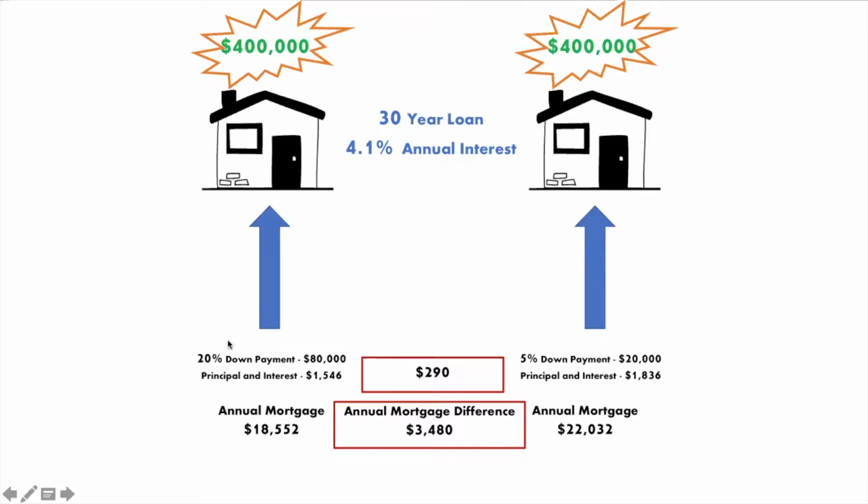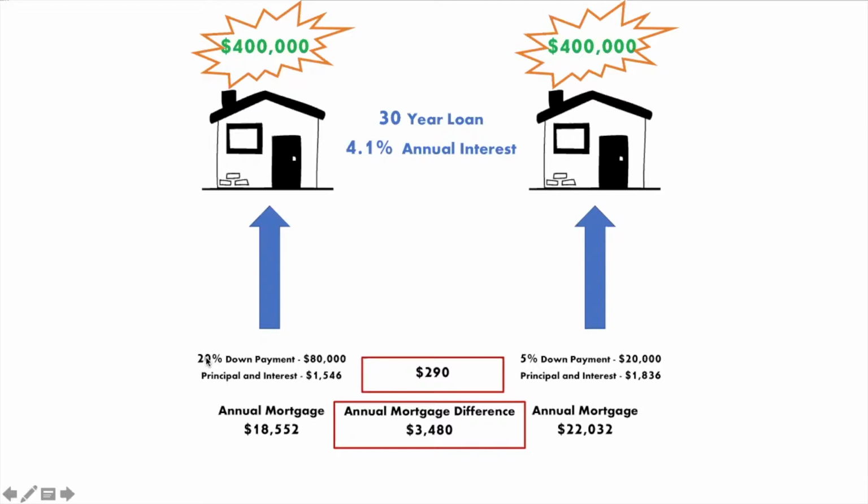Now, if you wanted to put 20% down for this house, it would be $80,000. But say you don't have enough money to put that amount down, and you want to do something more similar to a 5% down payment at $20,000. When you put that 20% down, your principal and interest payments are going to be $1,546. Now, this does not include the mortgage insurance.